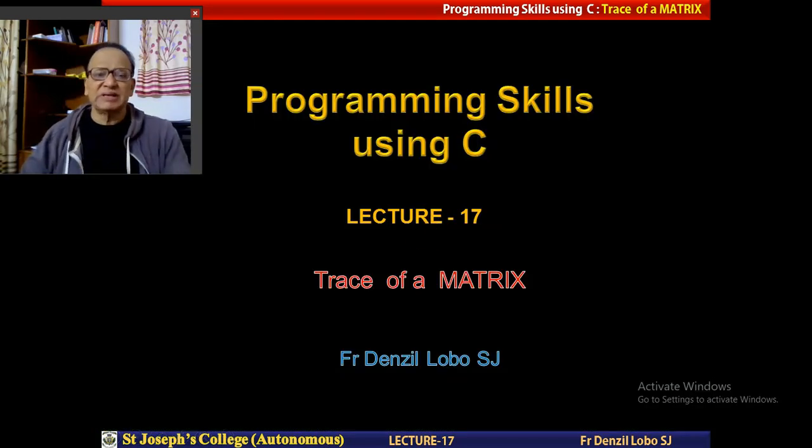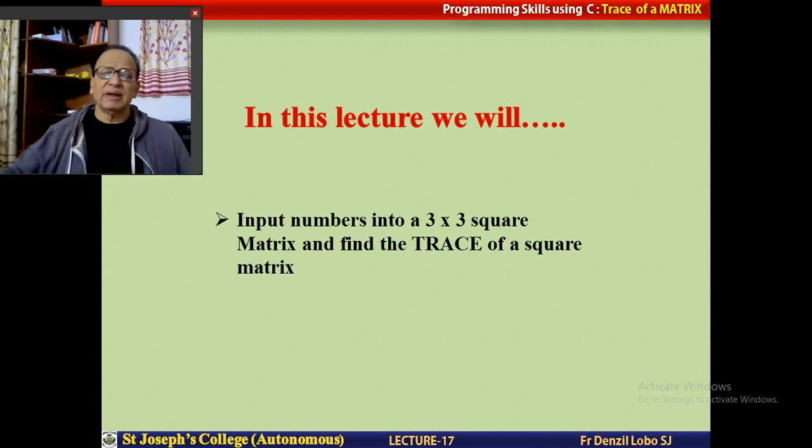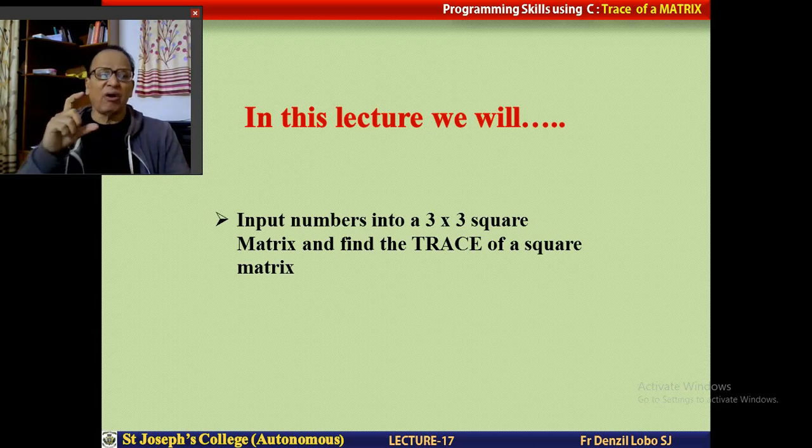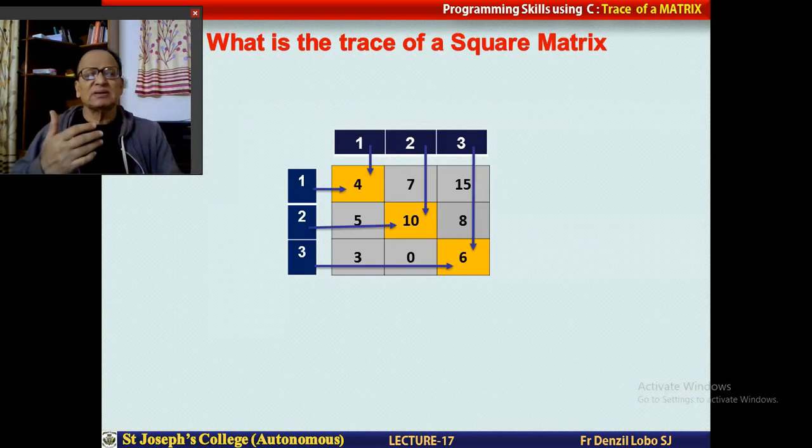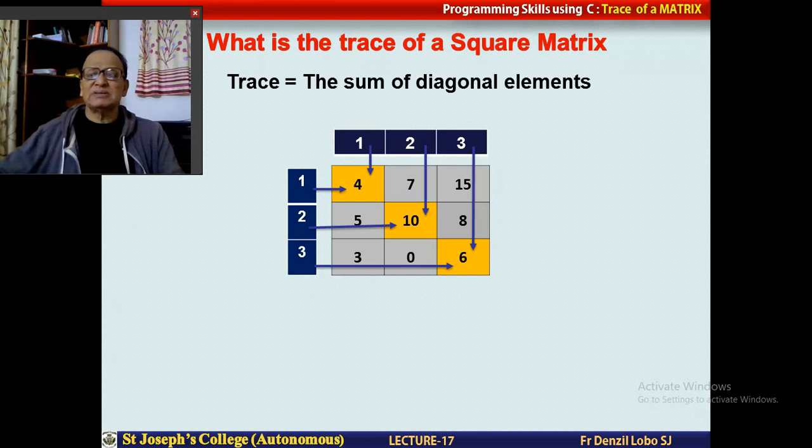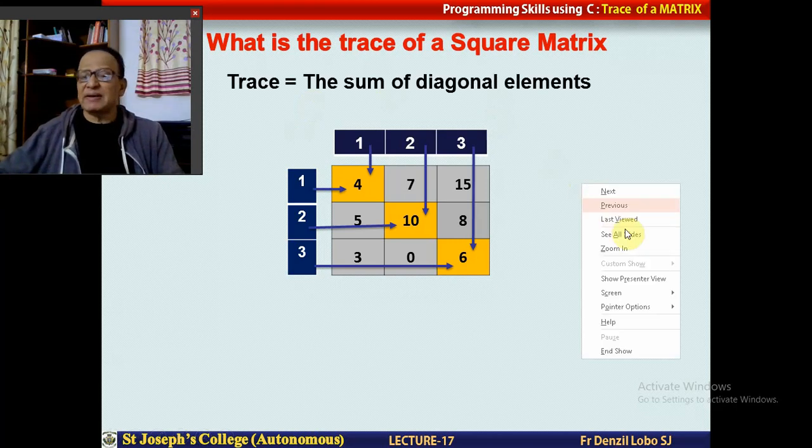Programming skills using C, lecture number 17: trace of a matrix. In this lecture, we will input numbers into a 3 cross 3 matrix and later an n cross n square matrix and find the trace of a square matrix. The question now is, what is the trace of a square matrix? It is nothing but the sum of diagonal elements.